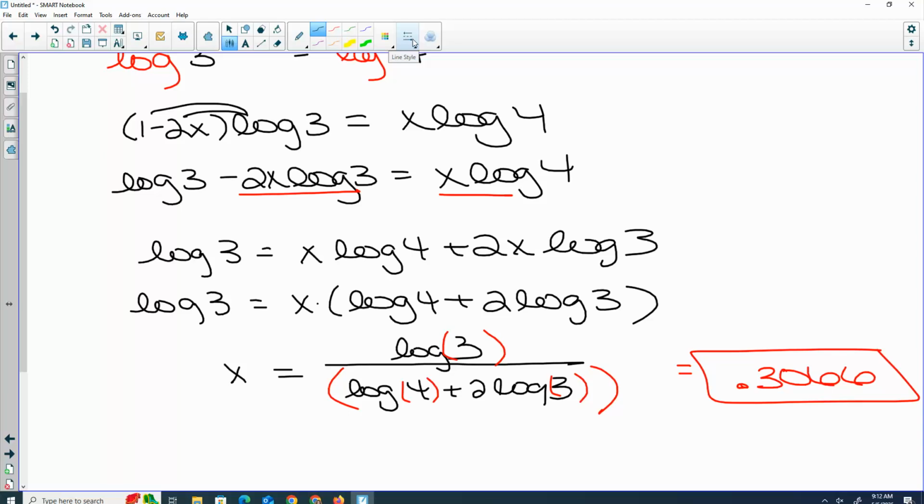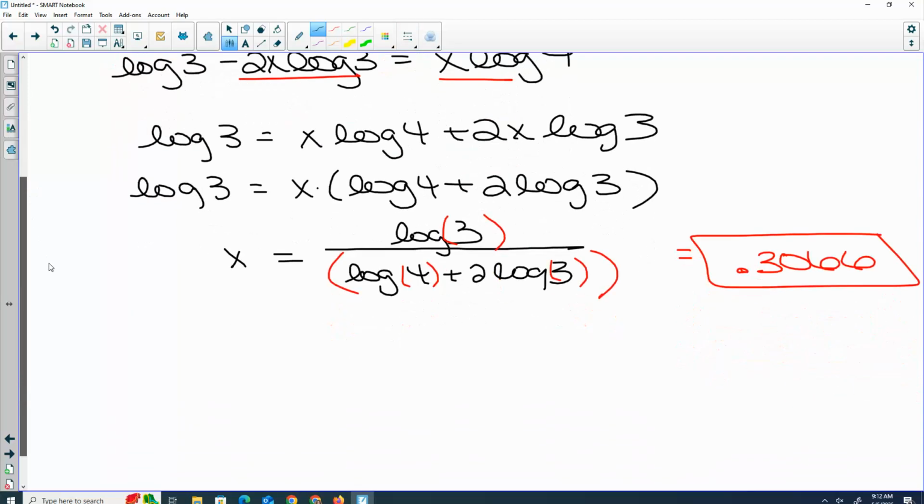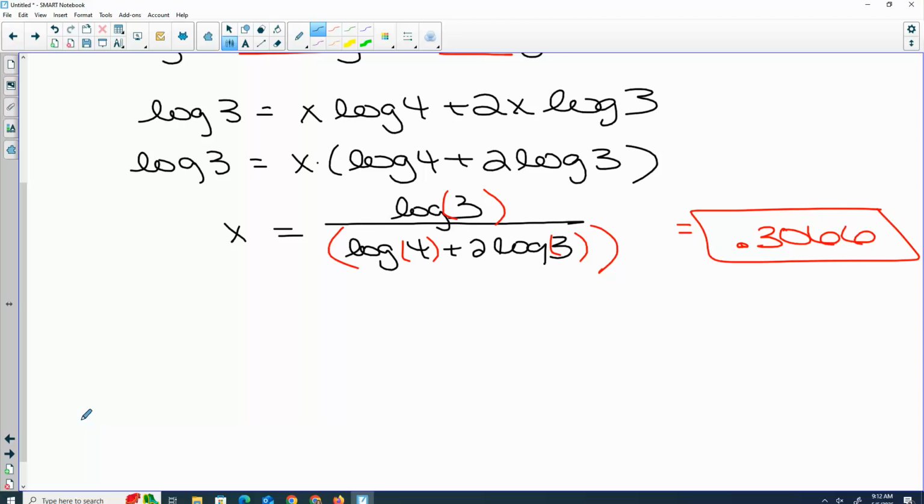Any questions? If we ever have to round on the test, will you tell us what we need to round to? Yeah. Okay. And if I don't, 3 to 4 decimal places is fine. Any questions?